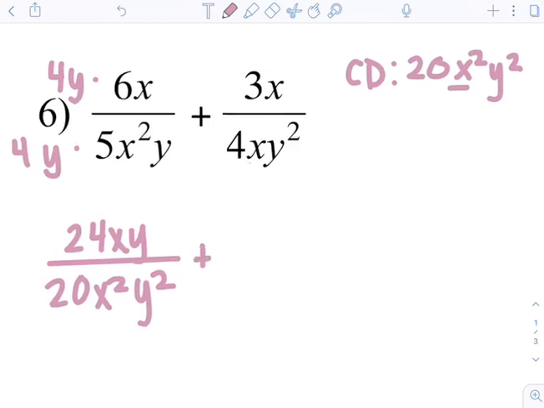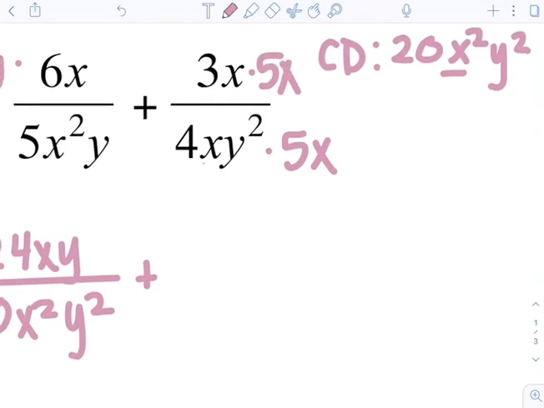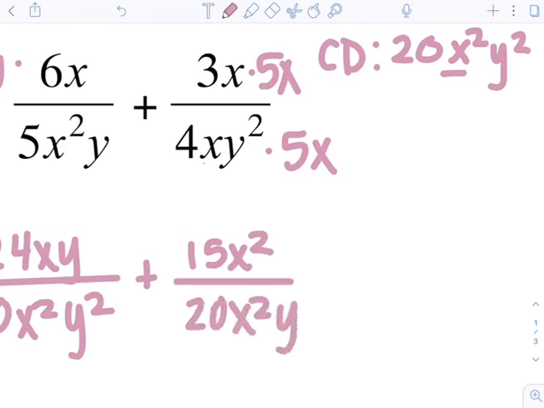Okay, and you're going to do the same thing for the second fraction. So I need to multiply by 5 to make the 4 a 20. I need the x to become x squared, so I need to multiply by an x. And the y squared already matches the y squared in the common denominator, so you don't need to fix that part of the denominator. So in the numerator, I get 15x squared over 20x squared y squared.